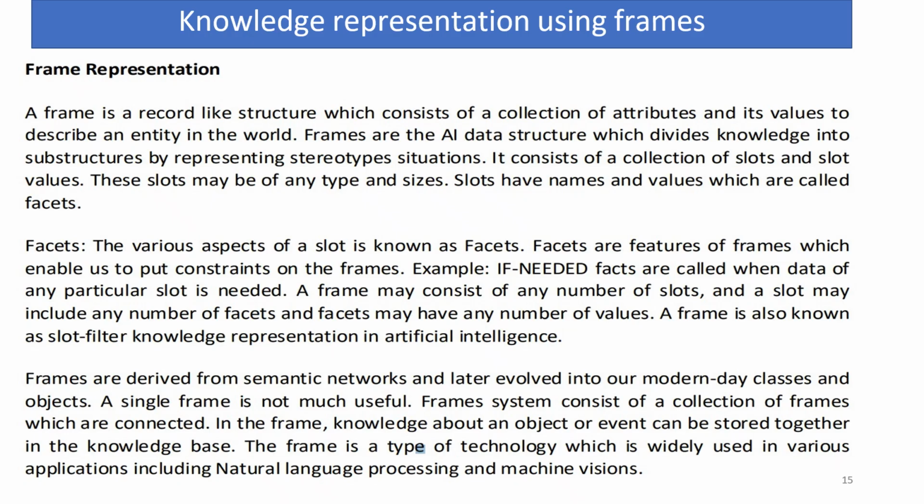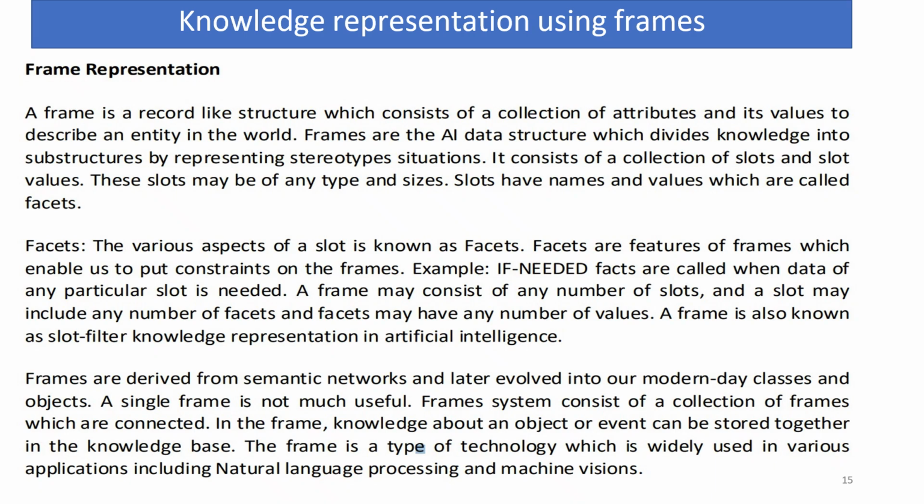The "if needed" facet is used whenever the value is not stored directly and must be computed whenever it is requested. For example, age equals the current year minus the birth year. The age is calculated only when the information is needed. Next is the relationship with the semantic network, which is the third point.